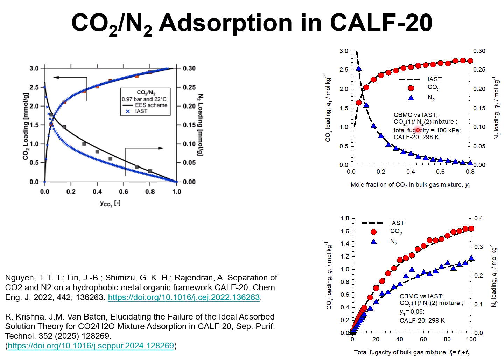adsorption of mixture of CO2 and nitrogen at a total pressure of 100 kilopascal at a temperature of 298 Kelvin. On the x-axis, we have the variation of mole fraction of CO2 in the bulk gas mixture. The red circles are the CO2 loadings from molecular simulations. The blue triangles are the nitrogen loadings in the adsorbed phase, and the axis for the nitrogen loading is on the right-hand side. The dashed lines are the estimates of the IAST. What we observe is that the IAST is in excellent agreement with the CBMC simulations for mixture adsorption of CO2 and nitrogen.